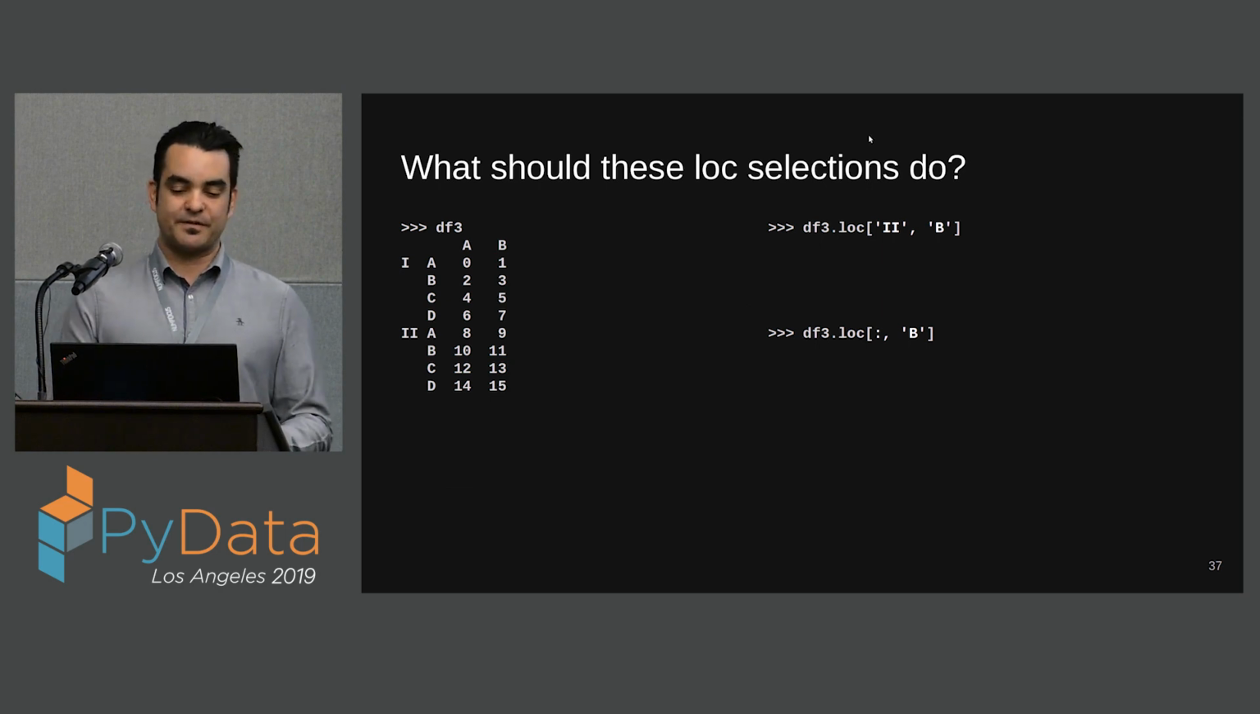So, time for a quiz. What should these loc selections do? If we look at this example, we have a loc that has two arguments. One is Roman numeral 2, the other is B. In the second example, we have a slice and we have a B. You don't have to shout it out, just try to think about what this should do.